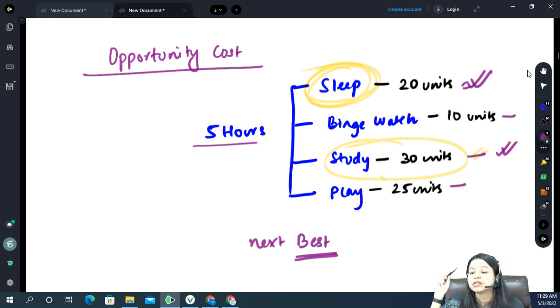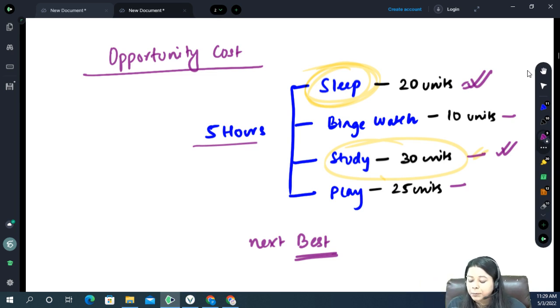So for the entire 5 hours, if you're sleeping and you are getting 20 units, and the highest is 30, you could have got those 30 units by studying. So the opportunity cost of sleeping is the benefit of the next best alternative, which is studying. Why do we call it opportunity cost? Because this is something which you are losing out. If you are sleeping, you are losing out 30 units which you could have got by studying. That is why it is known as that.